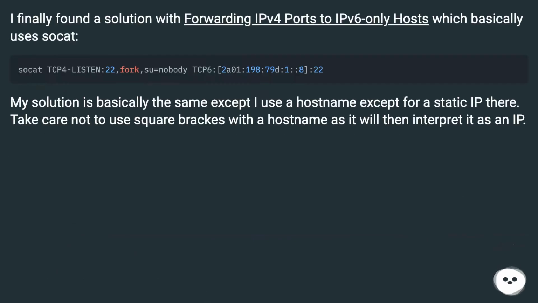I finally found a solution with forwarding IPv4 ports to IPv6 only hosts, which basically uses SOCAT. My solution is basically the same, except I use a host name instead of a static IP there. Take care not to use square brackets with a host name, as it will then interpret it as an IP.